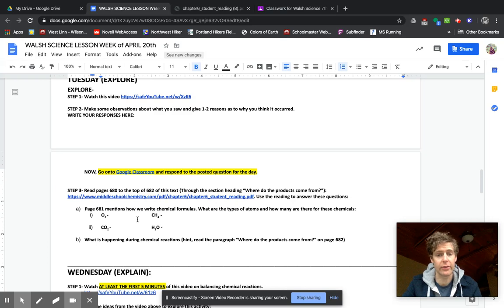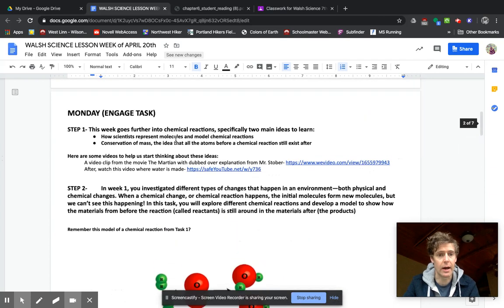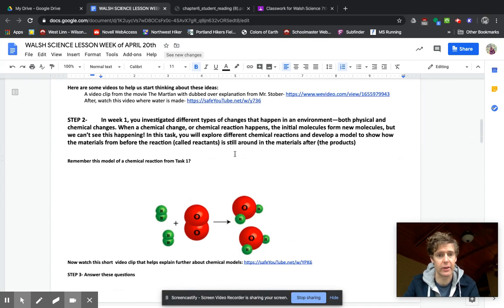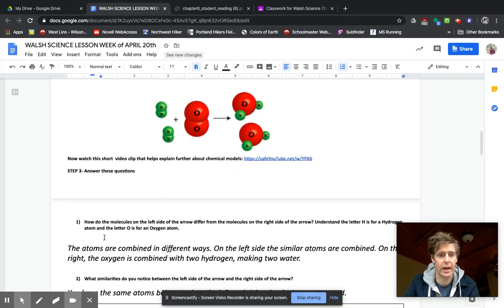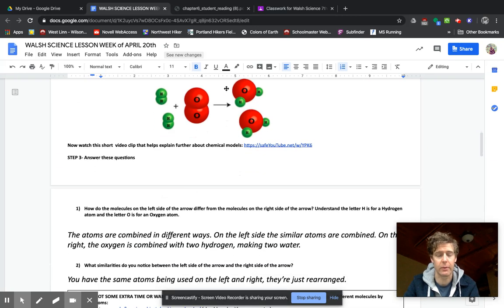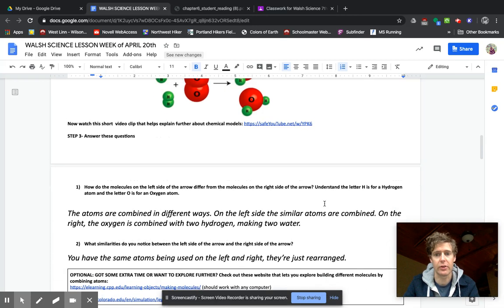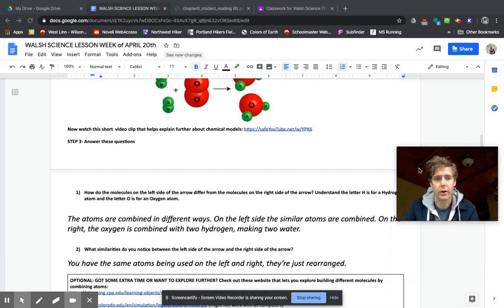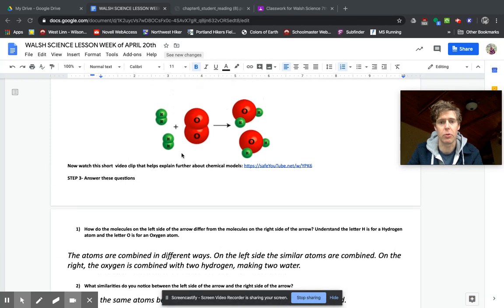So that's it for today. Now jumping back to Monday, you had a couple of videos you watched, and then you looked at this model and you had some questions to answer. The first question said, how do the molecules on the left side differ from those on the right? And really, they're just combined in different ways. So I said the atoms are combined in different ways. On the left side, the similar atoms are combined. On the right, the oxygen is combined with 2 hydrogen, making 2 water. So they're just combined in different ways.